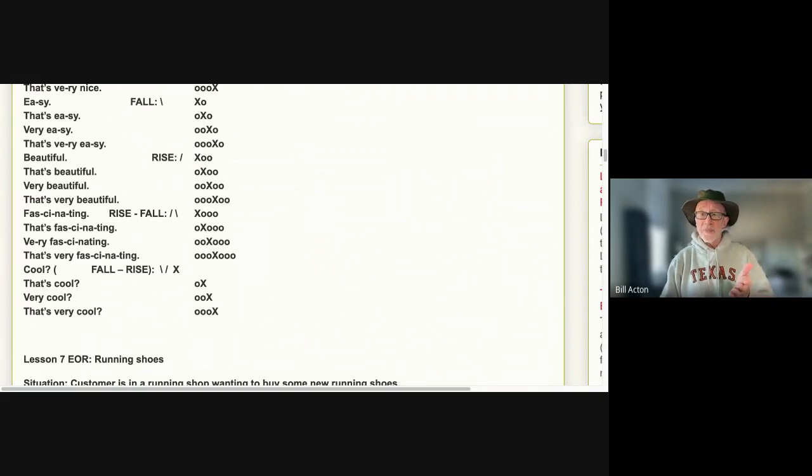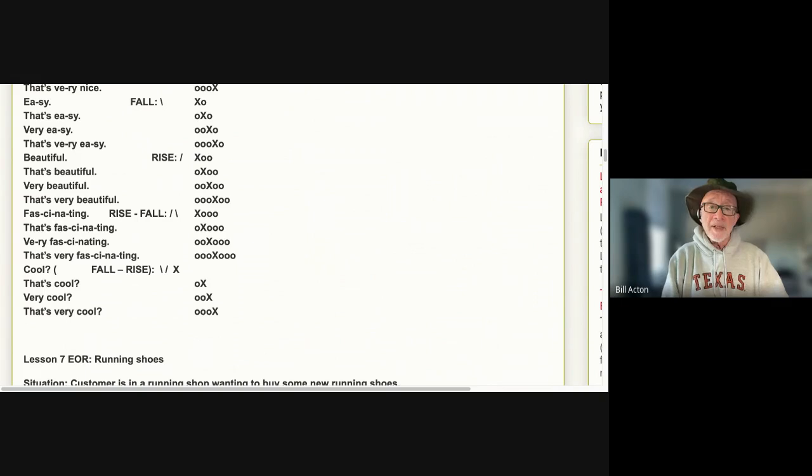Fascinating is rise, fall. That's fascinating. See my hand turning down here? That's fascinating. That's very fascinating. And then the last one is fall rise. As I said, the meaning here is more of a question or maybe doubt. So cool. That's cool. That's out here, right? Very cool. That's very cool. But I was really doubting it.